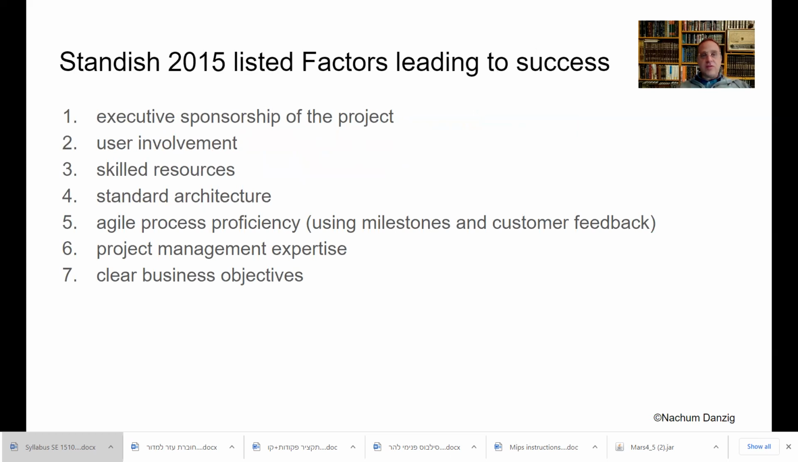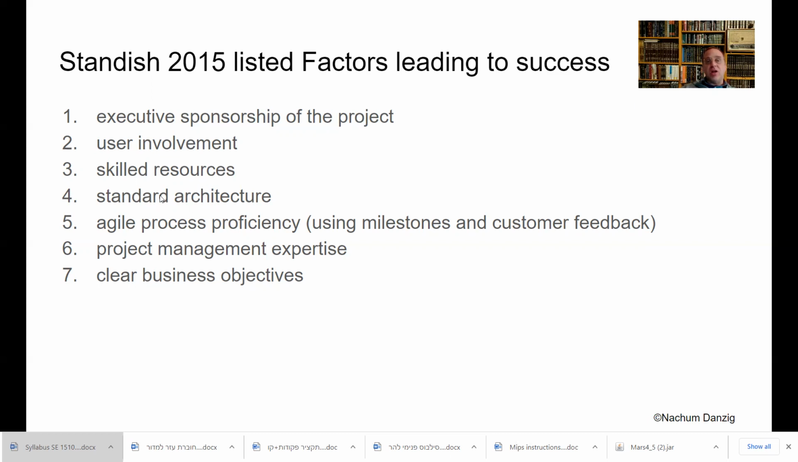Now, in 2015, they listed factors leading to success. The Standish Group, there's some kind of a think tank, and they came up with what makes a project successful. So, executive sponsorship of the product. If the top executives are behind the project, then it'll more likely be successful. User involvement. This is important. That you have some people who use the software talk to you and tell you what they want. You have skilled resources. Now, as your staff, your programmers are skilled. If they're not very good, then you're going to get bad things.